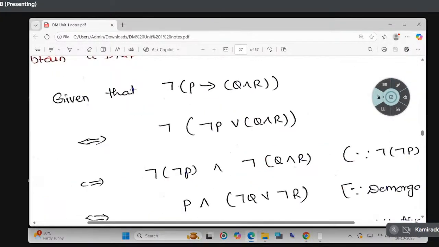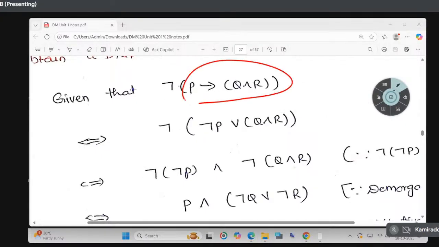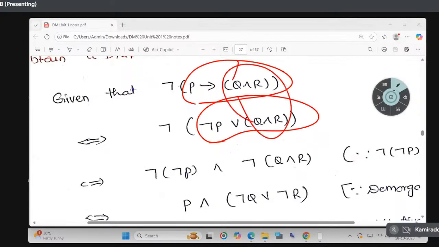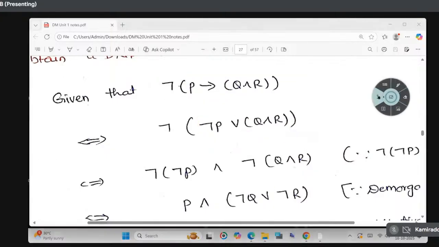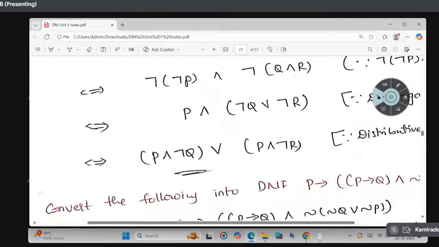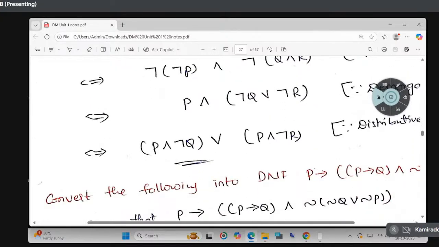Negation of P implies Q and R. So we are converting this term into negation P or Q and R. So P value is this, Q value is this one. So again we are applying double negation over here. P and negation Q, and P and negation Q R. So again we are elaborating it. Okay. So you will be getting P and negation Q, P and negation R. This is our final answer.